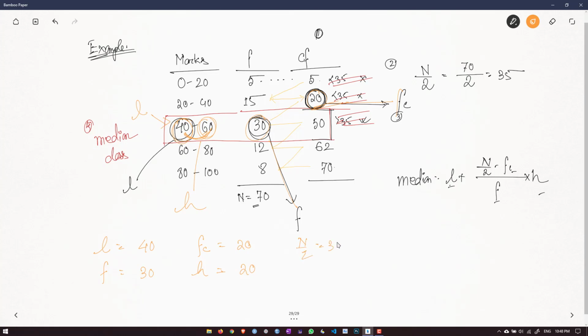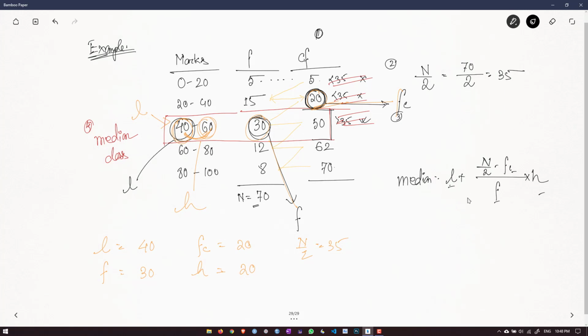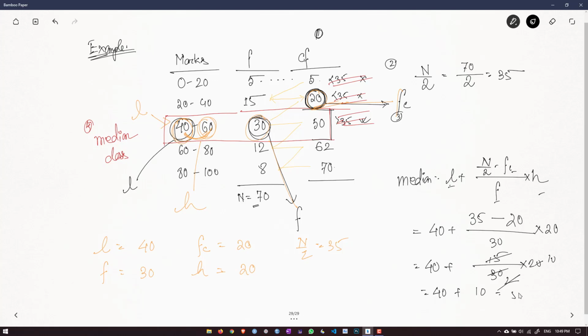And what is n by 2? N by 2 is 35. Now this is just a matter of replacing these values into this formula. So median is L, 40, plus n by 2, 35, minus FC, 20, divided by F, 30, into h, 20. So 40 plus this is 15 divided by 30 into 20. So 40 plus this 2 is 10. So that means our median is 50.